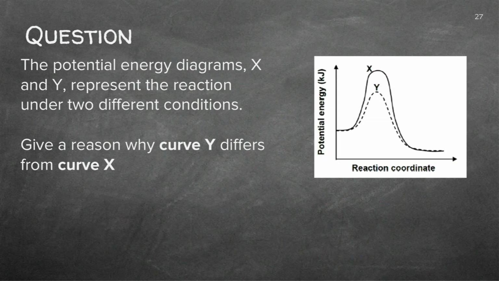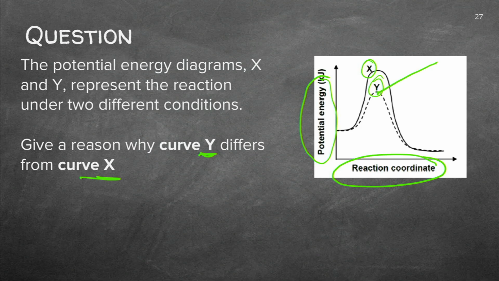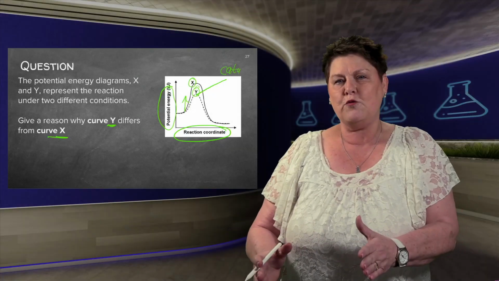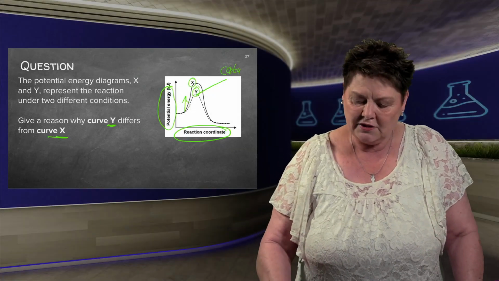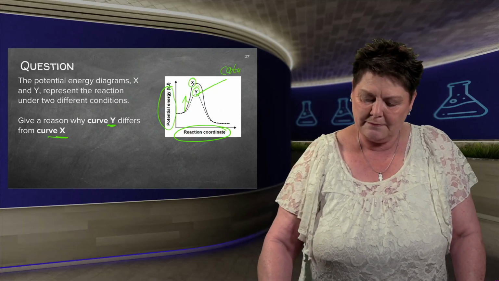The final question, 2 experiments here, X and Y, and this is now the reaction coordinate with the potential energy. Give a reason why Y is different to X. You can see Y will have a catalyst. It's lowering the activation energy. So these are the type of questions that you have to apply in terms of Maxwell-Boltzmann and mechanism.